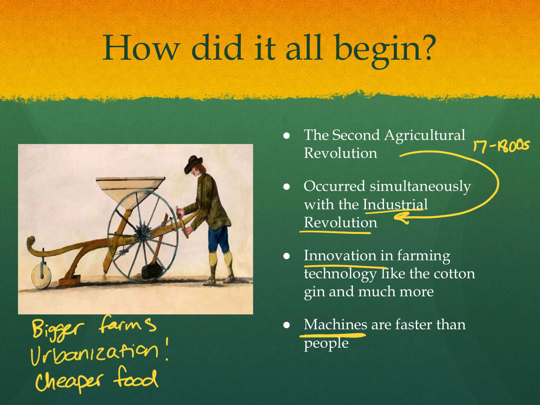So the big idea here is that machines make everything go easier. It makes it go faster, right? And it changes what our farms are like, okay?